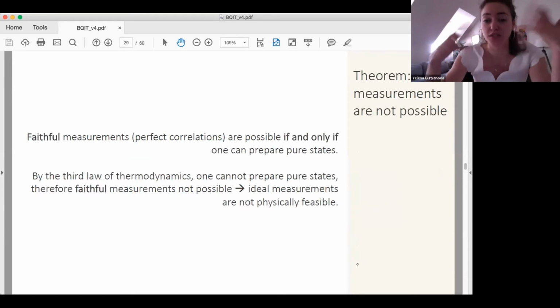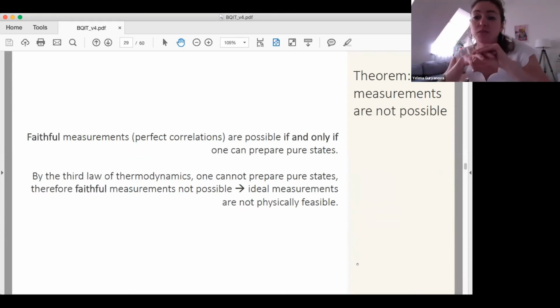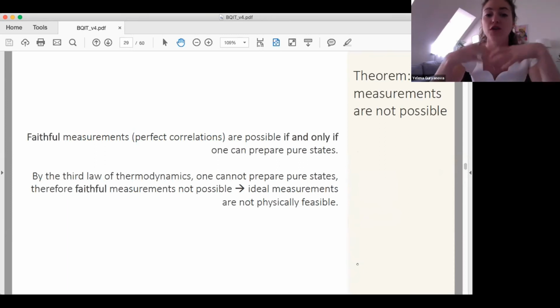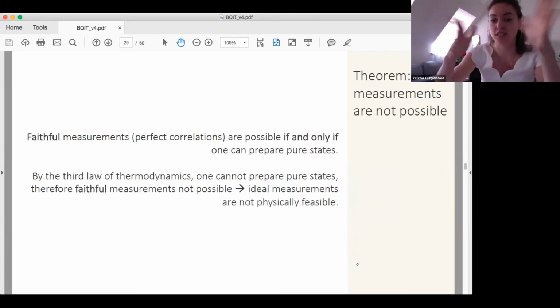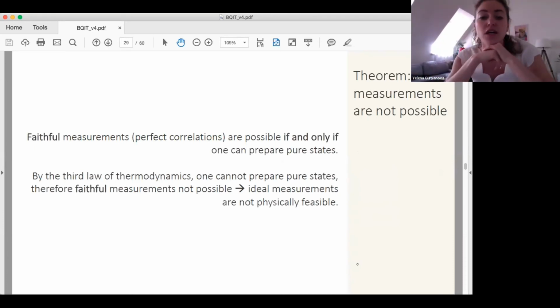And one of the results of our paper is this theorem. One of the results is to say that ideal measurements are not possible. So faithful measurements, or perfect correlations, this idea that your pointer never makes a mistake, are only possible if and only if one can prepare pure states. By the third law of thermodynamics, you cannot prepare pure states. Therefore, faithful measurements are not possible. And ideal measurements, where you have to satisfy all three things in this triangle, are not physically feasible.